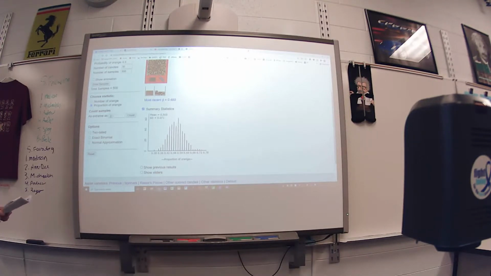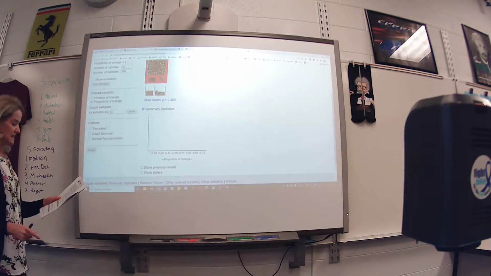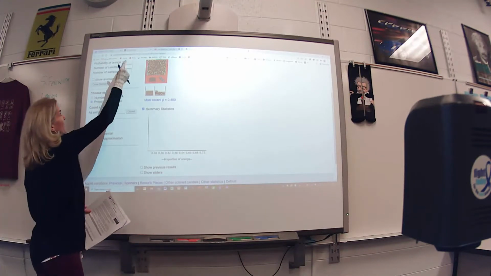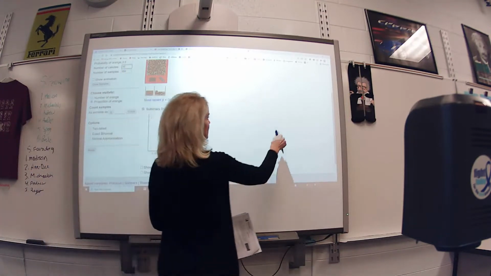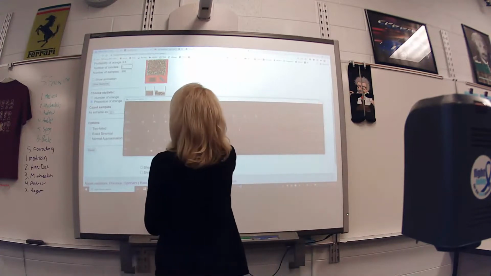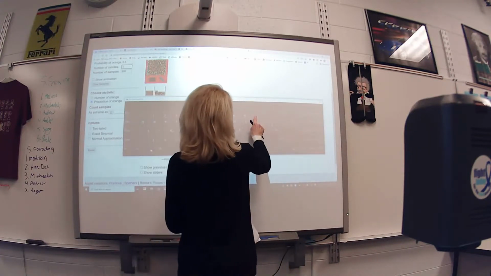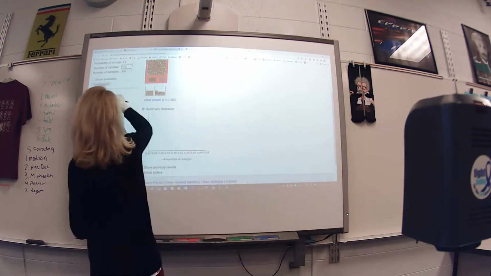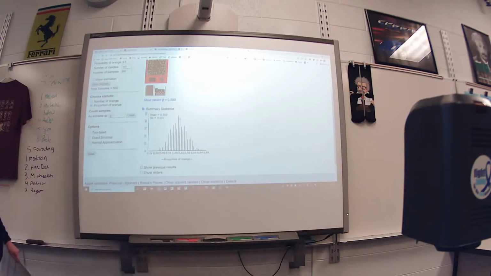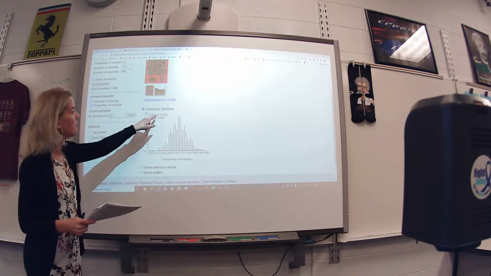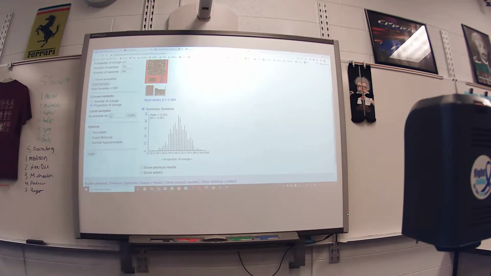Reset. Now we're going to draw 100. I'm going to get rid of that 50 and put in 100. Draw. The mean is 0.502, the standard deviation is 0.051, and the shape is still approximately normal.